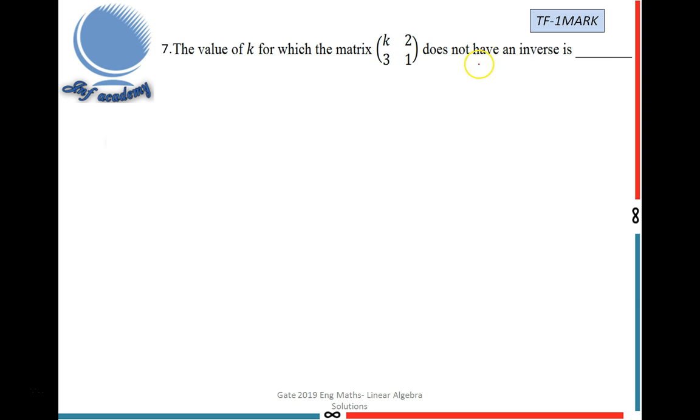Now seventh problem is the value of K for which the matrix K 2 3 1 does not have an inverse. Does not have an inverse. That means in inverse condition, suppose the matrix has an inverse, then it is non-singular. That means determinant is not equal to 0. Determinant A not equal to 0, then A inverse exists. Otherwise, A inverse does not exist.